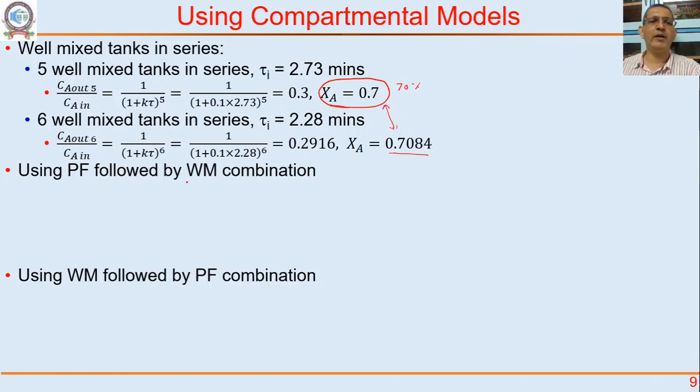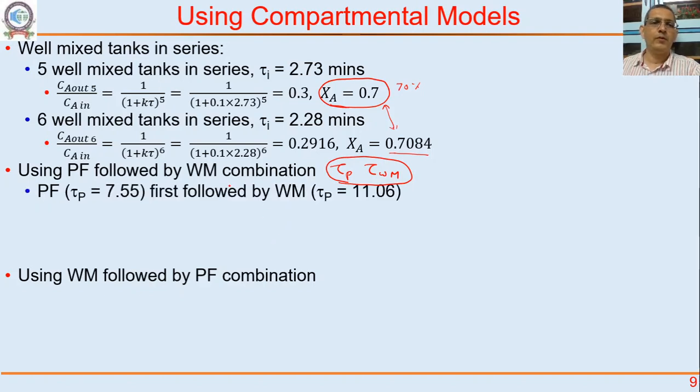If we had used plug flow followed by well mixed, what were the fitted values of tau plug flow and tau well mixed? Go back to the previous lecture, use these fitted values and calculate what would be the conversion. Do it for yourself. Same way for well mixed followed by plug flow. Do it for yourself. Pause. We had found that tau p is 7.55 followed by well mixed, tau well mixed 11.06. What would be the conversion? Do it for yourself. Pause.